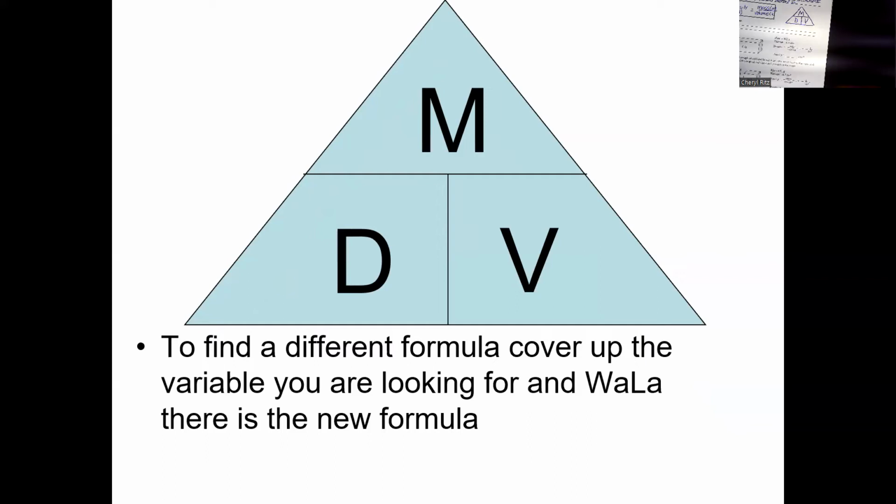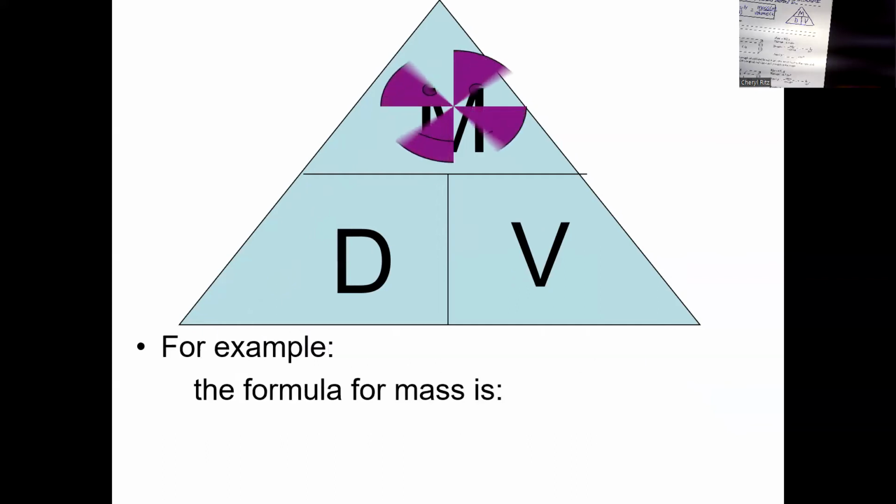What do I mean? So imagine we were looking for mass. Got confused which one I started with. So if we were looking for mass, you cover up the M because we're looking for mass. You guys could do this because it's a much smaller triangle. You could just do it with your finger. I had to do it with a super big smiley face.